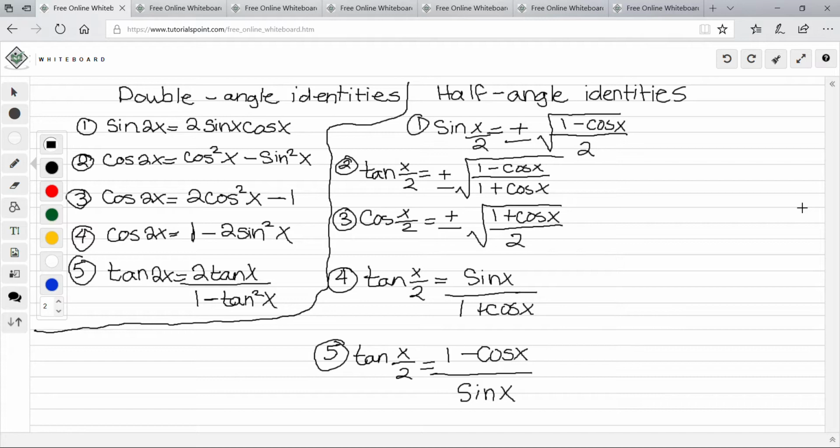So we have a total of 3 different tangent identities. The last one is tangent x over 2 equals 1 minus cosine x divided by sine of x. Okay, so let's start doing problems.